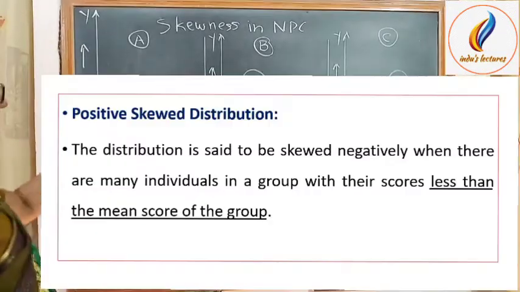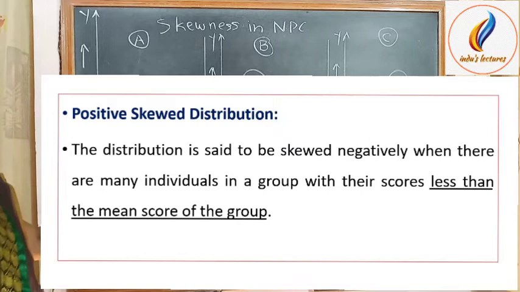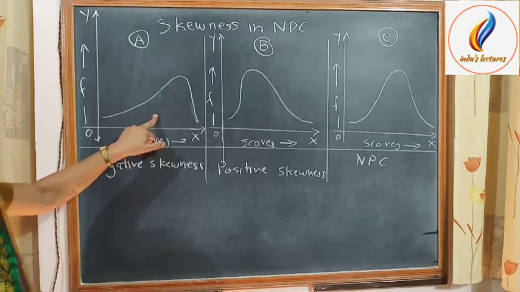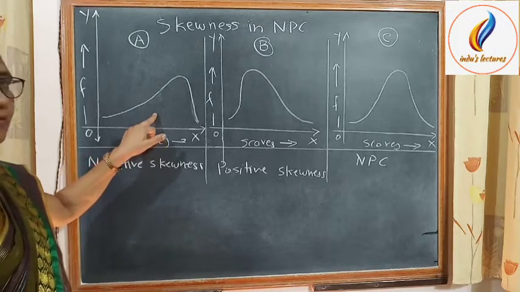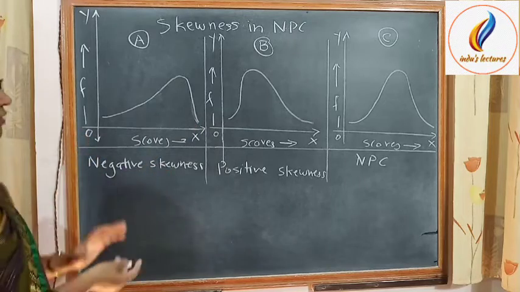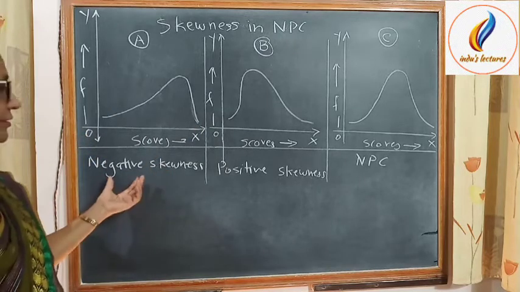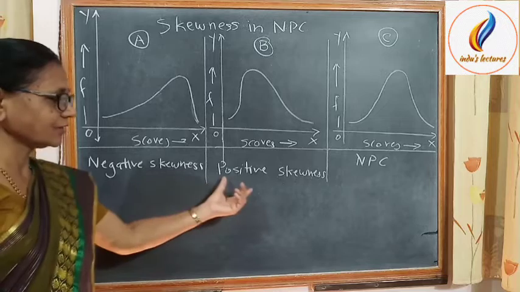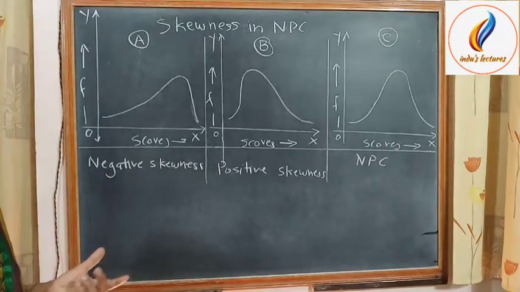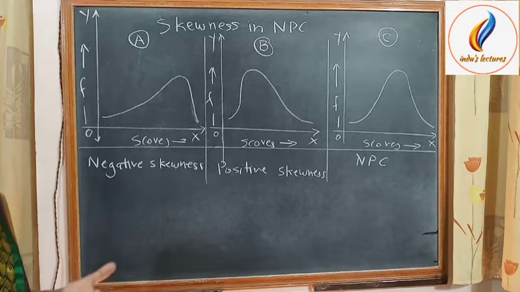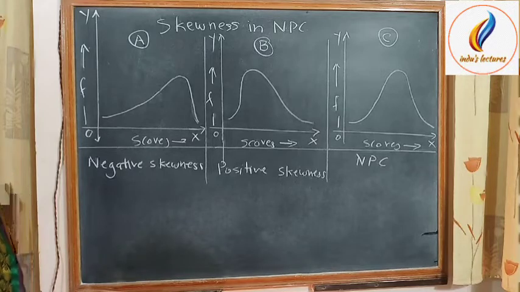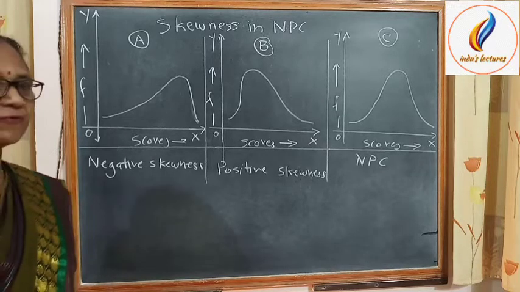So if we consider negative skewness, here the majority of individuals score more than the mean. So in such a distribution, in a positively or negatively skewed curve, the measures of central tendency are not the same. That means mean, median, and mode do not have the same values.